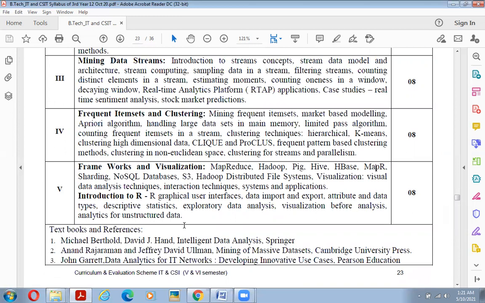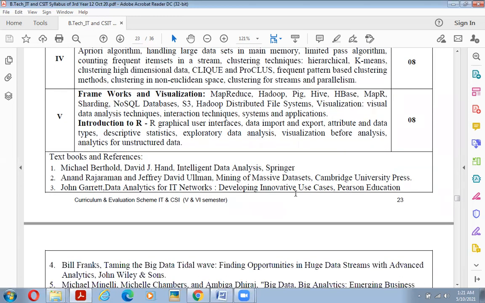Then, for practical application, we have an introduction to R, which includes the graphical user interface, data importing and exporting, attributes and data types, descriptive statistics, exploratory data analysis, visualization before analysis, and analytics for unstructured data as well. So first of all, we understand analytics of structured data, then we go for some semi-structured applications of this.